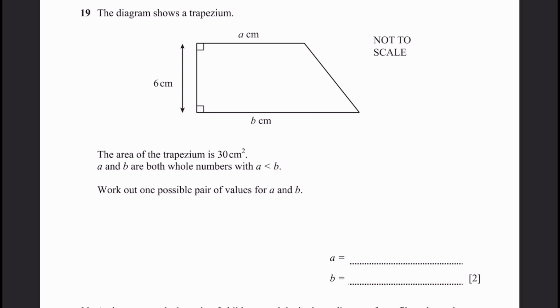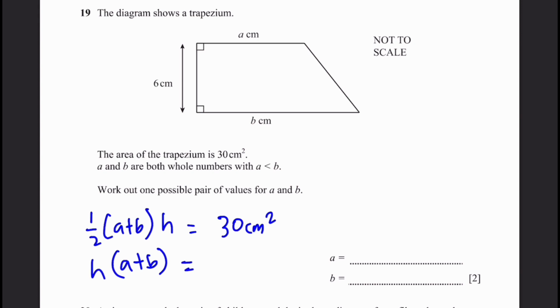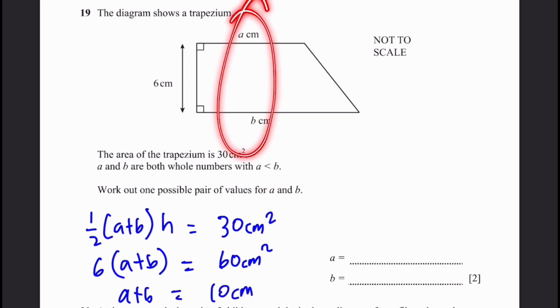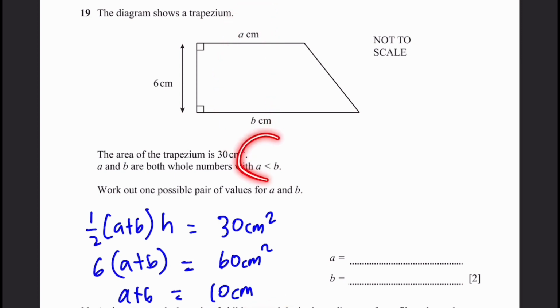So first, let's see the area of the trapezium formula. Half times (A plus B) times H is equal to 30. That means (A plus B) times H is equal to 60 centimeters squared. And that means this H over here is actually 6, it's given here. That means A plus B equals 10 centimeters. These two are lengths, that's why we're giving centimeters. And A is less than B, which means we can write 4 and 6, for example, because B is greater.